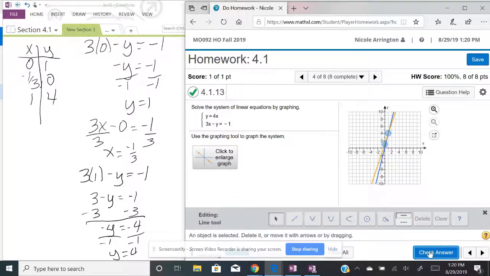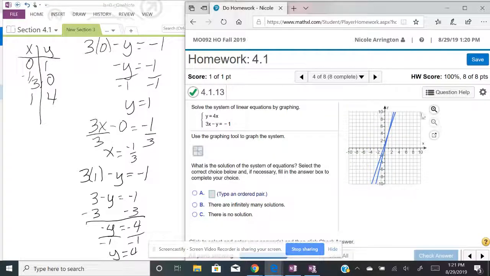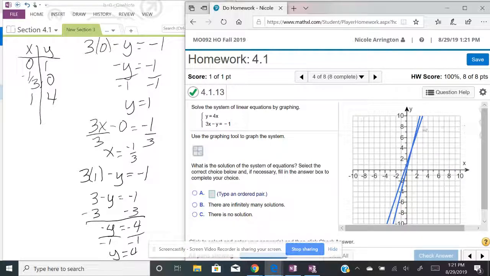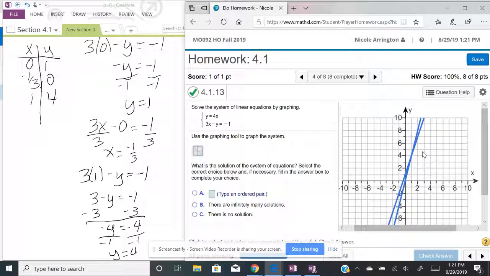Okay, and so now I can check my answer. All right, here, I need to find where they meet exactly. And this again is why you check, because there's a couple options here. You can blow up your graph, but I'm running out of the ability to blow up. So it looks like they meet right here at 1, 4.